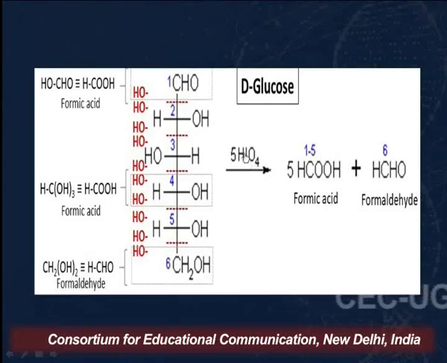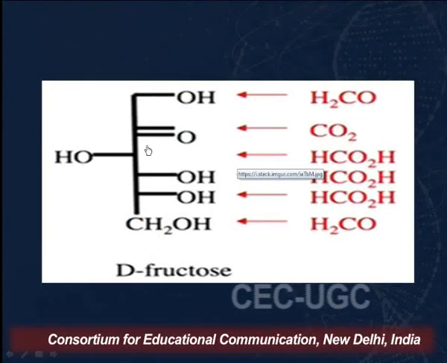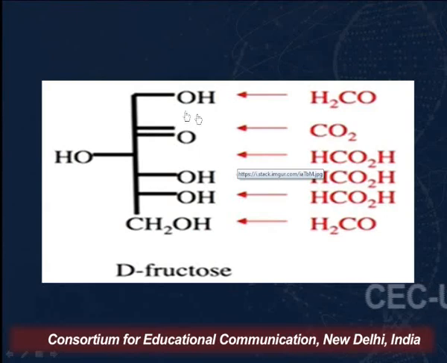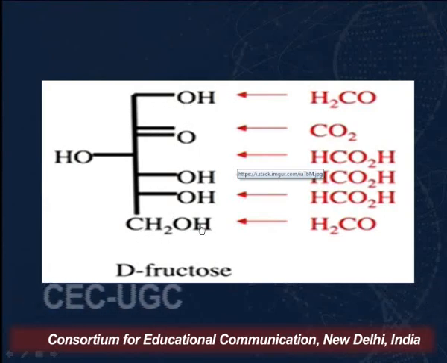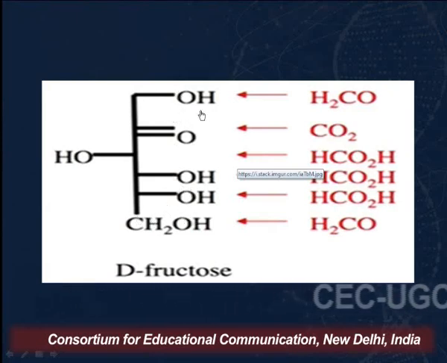So what are we getting here? We are using 5 equivalents of periodic acid, and we are getting 5 equivalents of formic acid and 1 equivalent of formaldehyde. If this is what we are getting, that means our original structure is that of glucose. Now if we go on to fructose, what do we find in fructose? Fructose has one primary hydroxyl group here and a second primary hydroxyl group here. So you have to remember that a primary hydroxyl group will be oxidized to an aldehyde group.